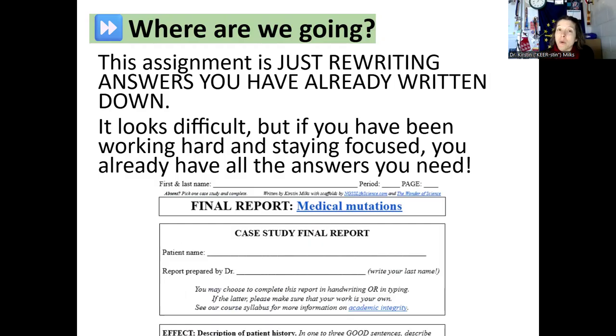If you haven't finished that one, you have to finish it first in your work time for today. Now, the final report on medical mutations may look difficult, but if you've been working hard and staying focused, you already have all the answers you need. There's another really important thing. It says that people can type, that is, if you have an IEP or a 504 this year.